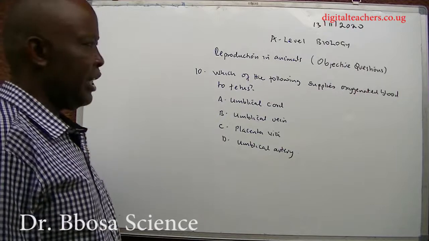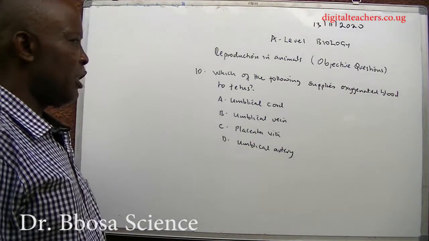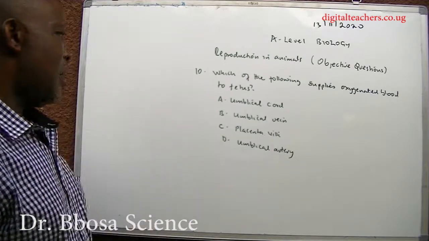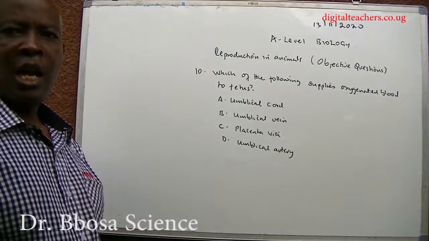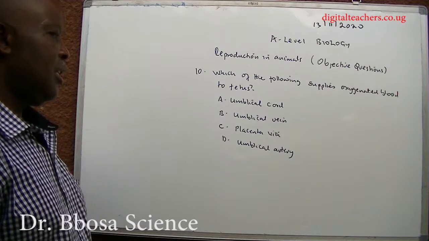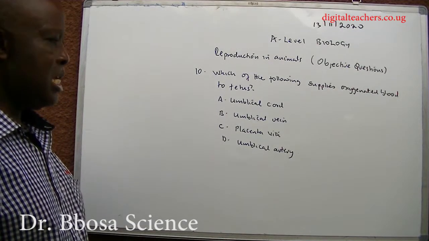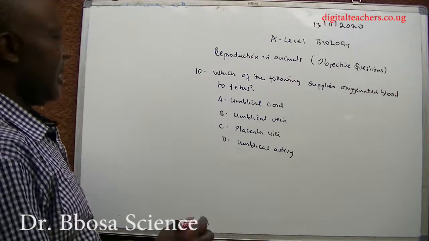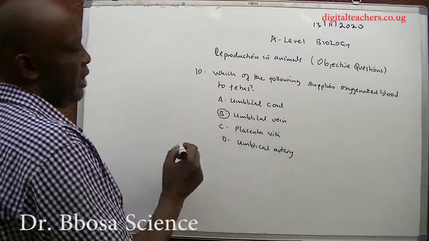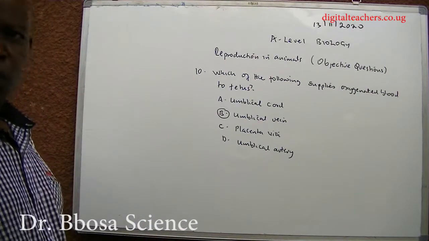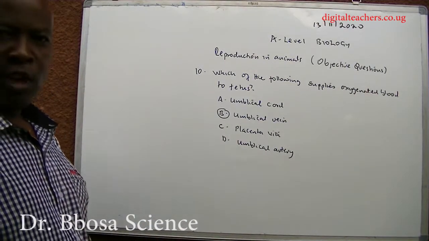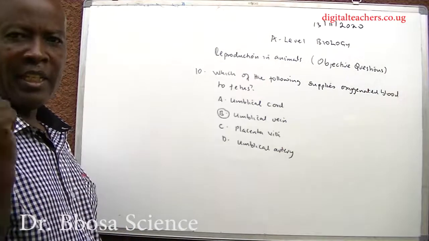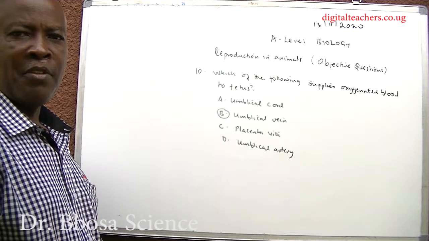Number 10. Which of the following supplies oxygenated blood to the fetus? A. Umbilical cord. B. Umbilical vein. C. Placenta villi. D. Umbilical artery. The answer is B. Umbilical vein transports blood from the mother towards the fetus.